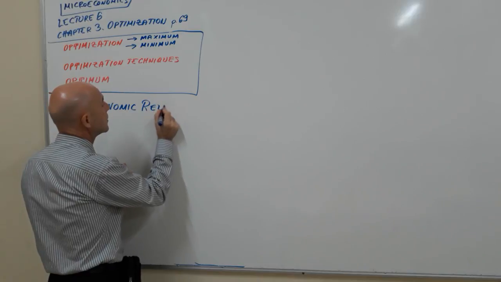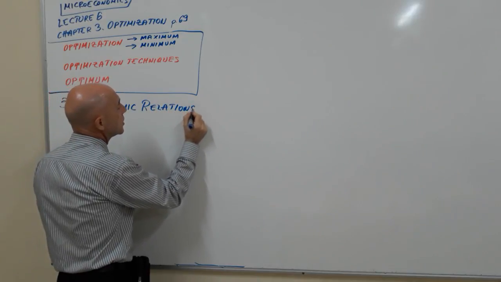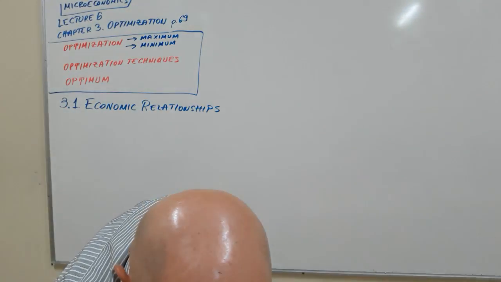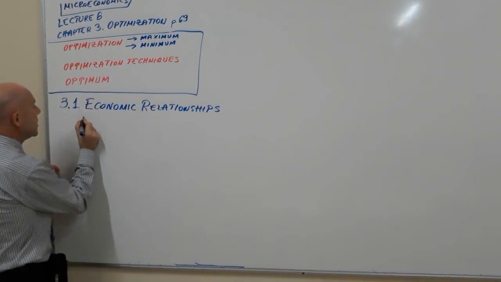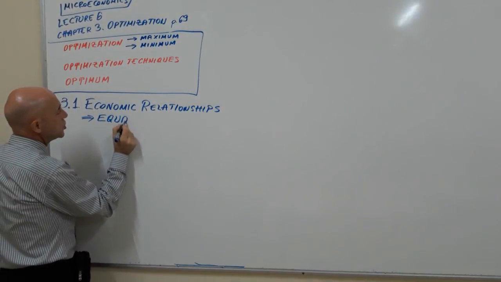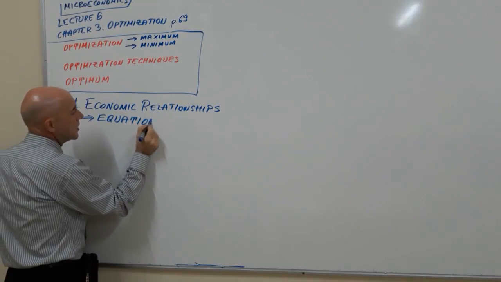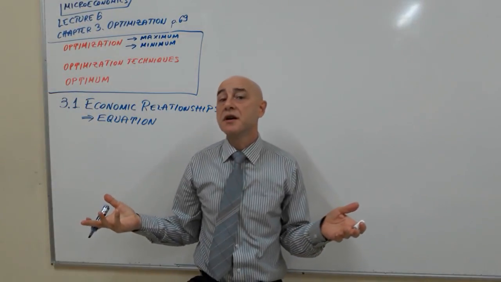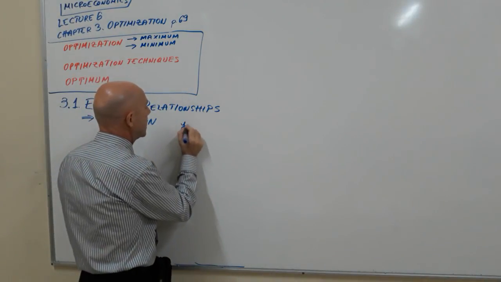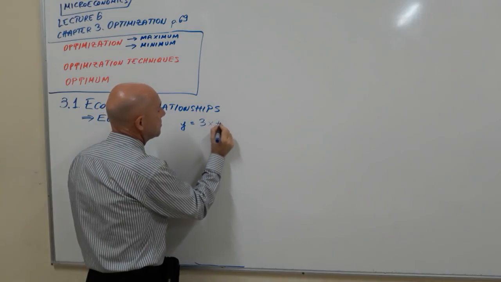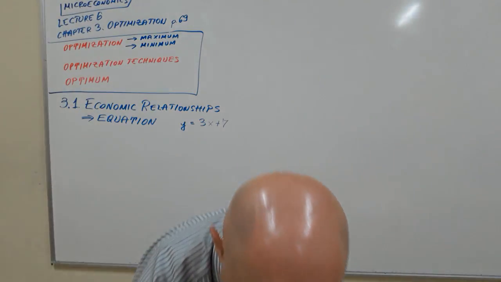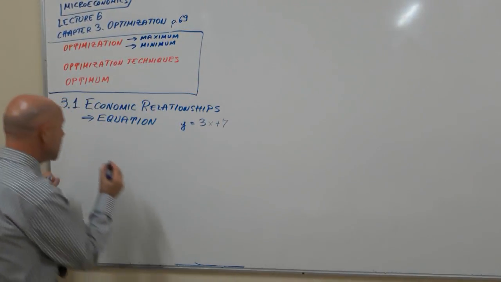Economic relationships. Okay? And economic relationships could be done in 3 different ways. First one is an equation. And an equation just uses some sort of math. Okay, it could be y equal to 3x plus 7. I'm just making up something, okay? You've studied equations. Next one will be tables.